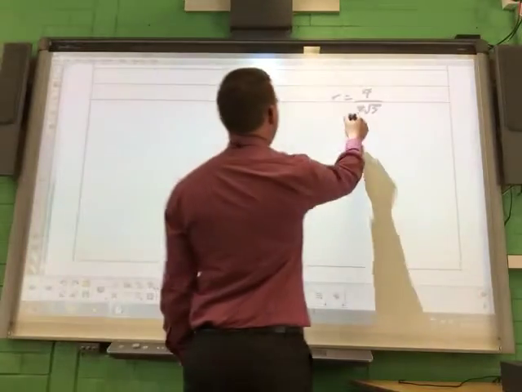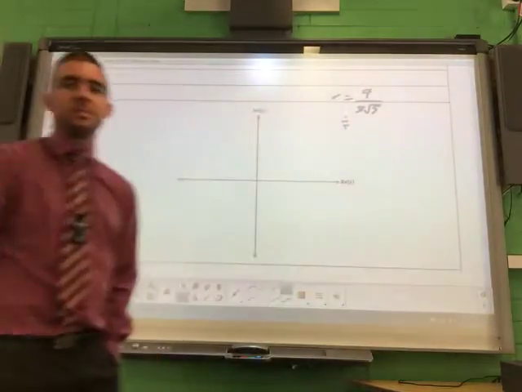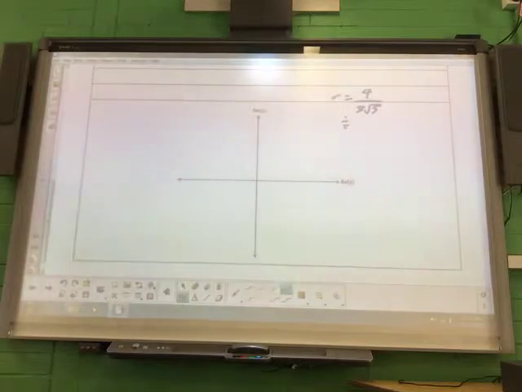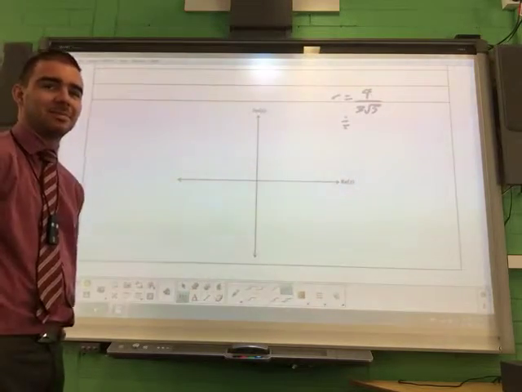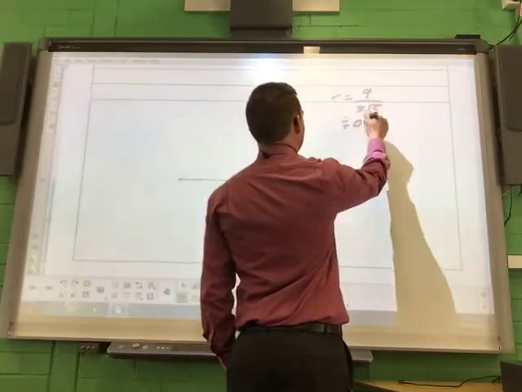Okay, I think at this point I'll do an approximation. What are the two whole numbers root 5 lies between? From yesterday's lesson? 2 and 3. Okay, so 4 over 3 times 3, 9. 4 over 6 is somewhere between 2/3 and 4/9. 0.6 will do.